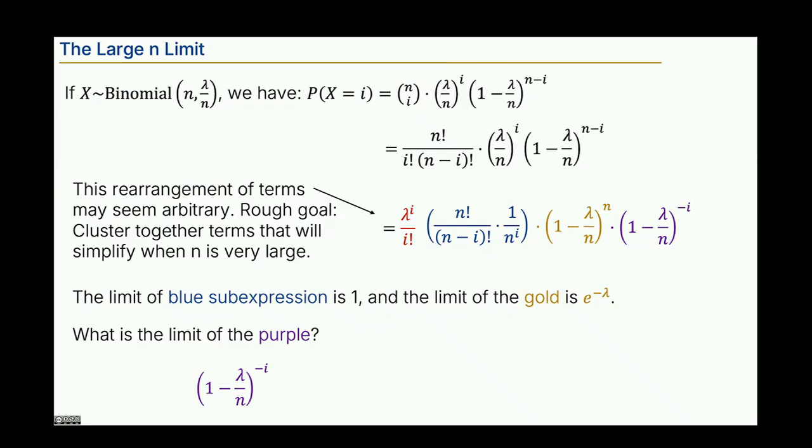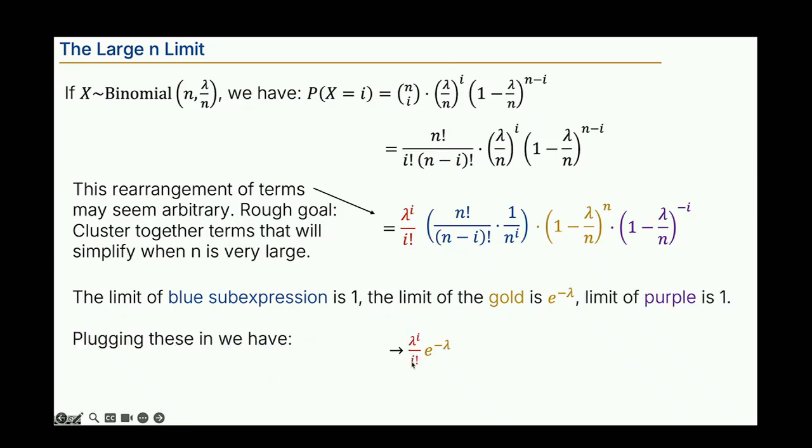And then we have one more to go, which is the purple expression. So the purple expression, this one's relatively straightforward. If we bring up n really big here, that n's going to swamp out this lambda. We'll end up with 1 minus 0 to the minus i. Doesn't matter what i is, we end up with 1. Okay? So the punchline is that the limit of the blue expression is 1. The limit of the gold expression is e to the minus lambda because of that formula I said I'm not going to prove. And lastly, the limit of the purple is 1.